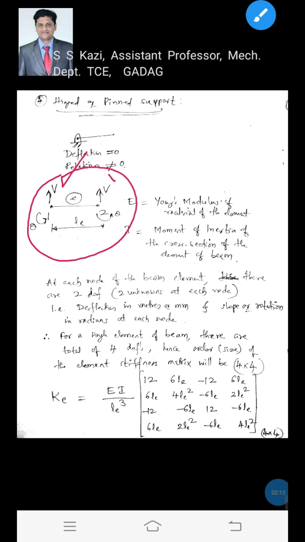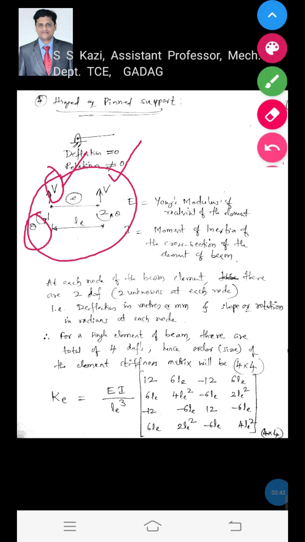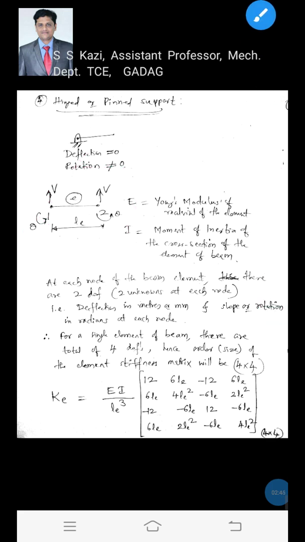At each node of the beam element, there are 2 degrees of freedom, that is, there are two unknowns. One is V, the deflection at node 1, and theta is the rotation or slope at node 1. That means each node of the beam element, due to the transverse loads, is permitted to deflect in the y direction, as well as permitted to rotate in radians. At each node there are 2 degrees of freedom, and also let E be the Young's modulus of the material of the element, I is the moment of inertia of the cross section of the beam element, and LE be the length of the element.